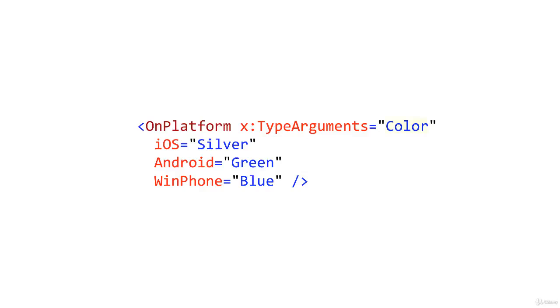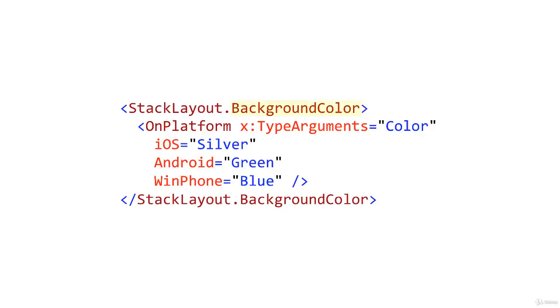Here's a more complete example. So the type here will be color, and then there's 3 values for the different platforms. And of course, we would use this as the value for some property of type color. Right, so in this case, I nest that inside the setting for a background color.